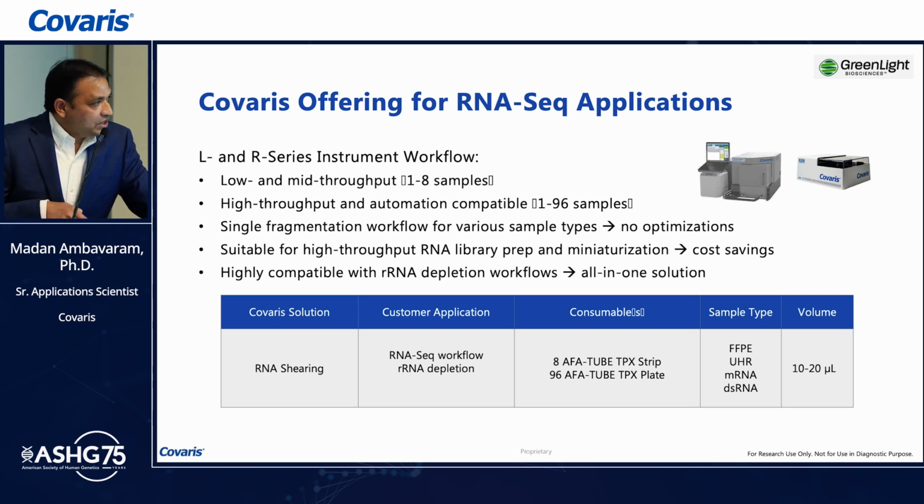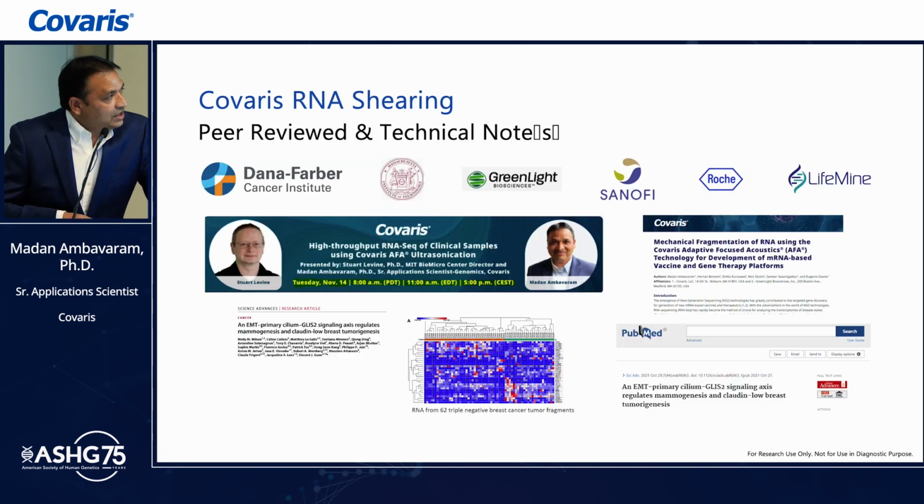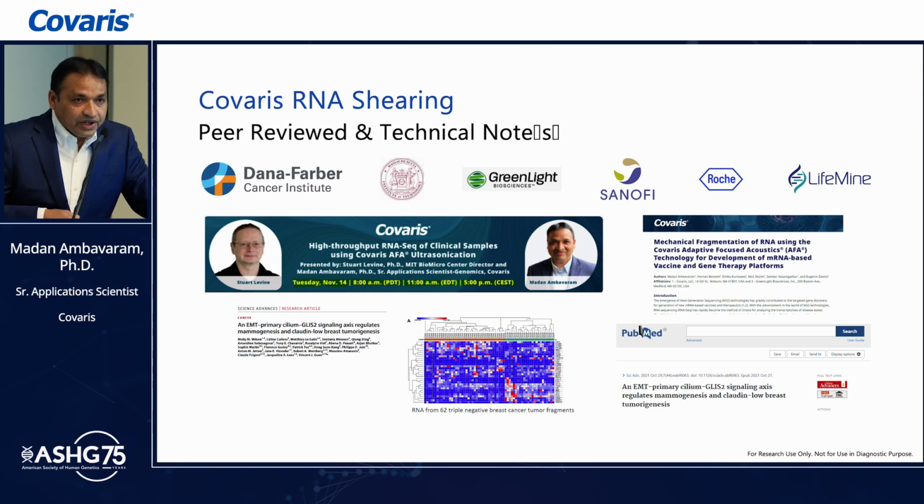As we discussed, there are various sample types, and also options for sample volume. We have optimized protocols from 10 microliters to 20 microliters. So, the trajectory of using Covaris for RNA fragmentation: here are some of the key customers that have been using Covaris for their RNA fragmentation and RNA sequencing workflows, besides MIT, Sanofi, Roche, and Lakmine Technologies. This has been published in technical notes and also peer-reviewed journals where they have used Covaris for their RNA sequencing applications.